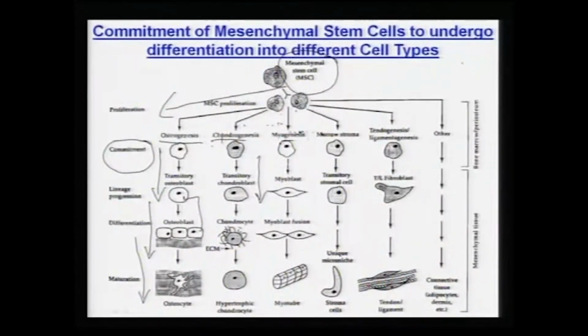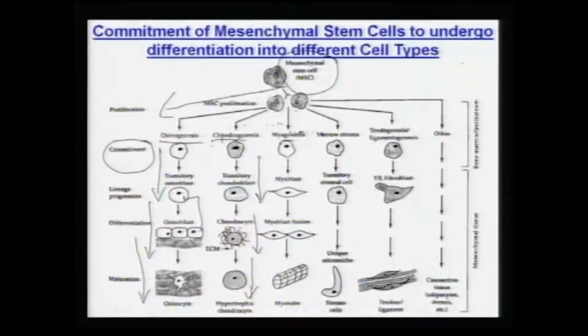I repeat, osteoblasts and osteocytes are both bone cells. However, osteocytes are a more differentiated stage of the osteoblast, therefore they have different gene function. Similarly, in the case of chondrogenesis, you have transitory chondroblast, then chondrocytes, and then hypertrophic chondrocytes. Hypertrophy, as opposed to atrophy, means an increase in cell size. So, hypertrophic chondrocytes simply means chondrocyte cells are increased in size.